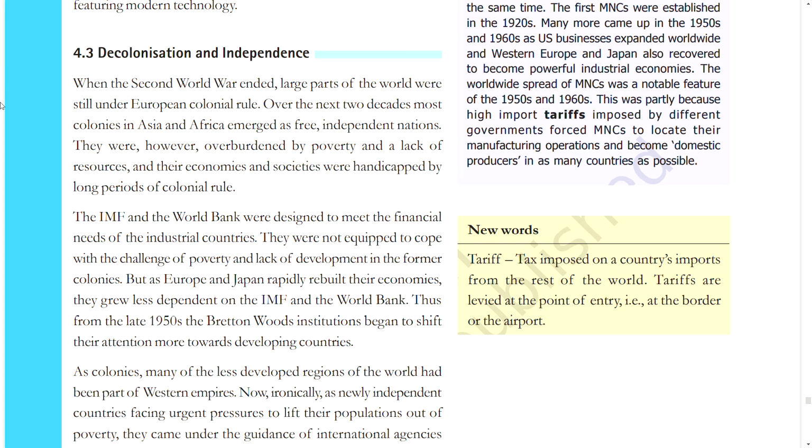The IMF and the World Bank were designed to meet the financial needs of the industrial countries. They were not equipped to cope with the challenge of poverty and lack of development in the former colonies. But as Europe and Japan rapidly rebuilt their economies, they grew less dependent on the IMF and the World Bank. Thus, from the late 1950s, the Bretton Woods institutions began to shift their attention more towards developing countries.